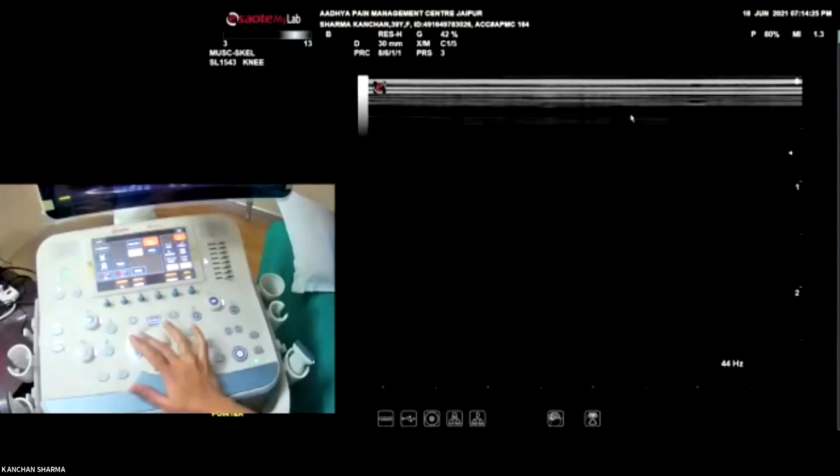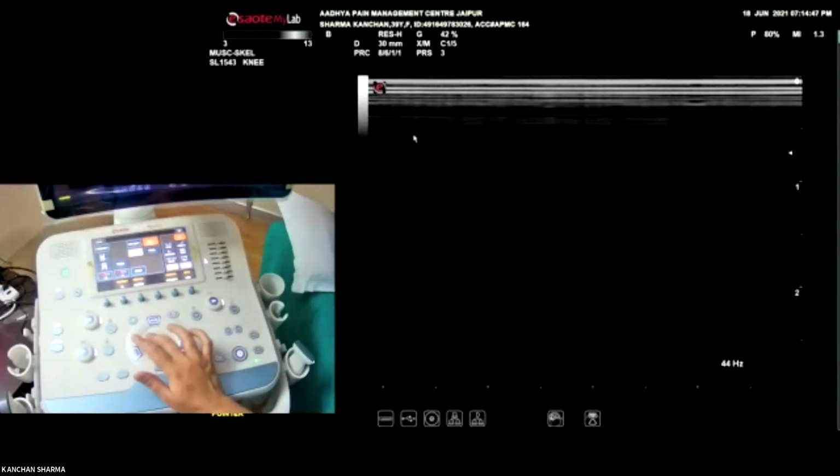And since my linear probe is on, what type of screen am I able to see? I'm able to see a square shaped thing, right? Because my linear probe is on, I'm able to see the screen like this. So I'll be changing the probe and I'll show you how the screen changes when I switch on to my low frequency probe, right?